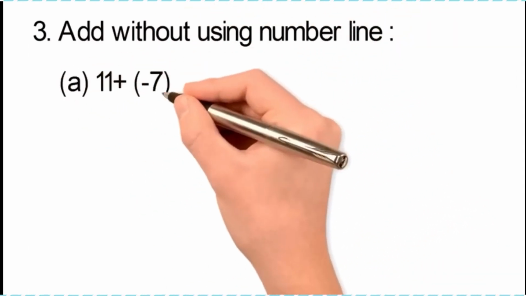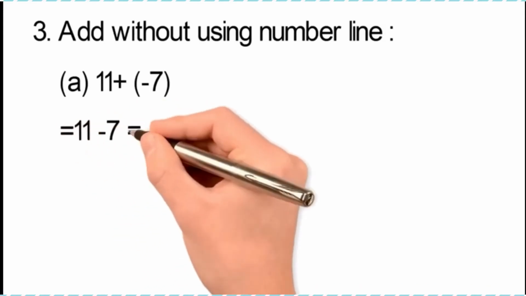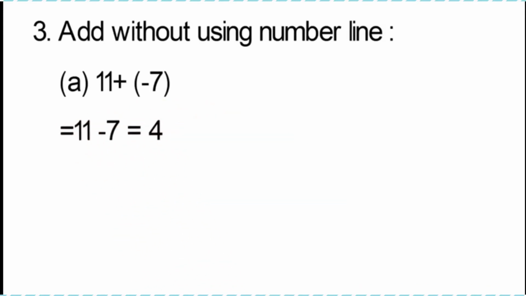So here we are not going to use the number line, but we are going to do the sum by opening the bracket and focusing on the sign. 11 bracket minus 7. If I open the bracket, this will be 11 minus 7. So the answer is going to be 4 because plus minus is minus.